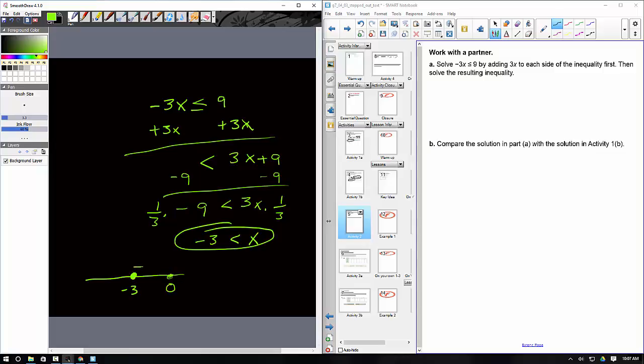So we'll go in this direction here. Right, so x is greater than negative 3. Here we go, and that is the answer.